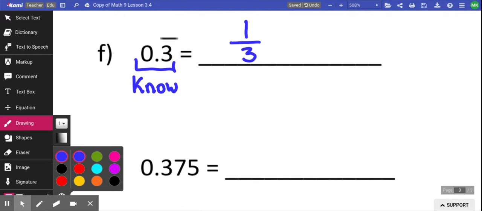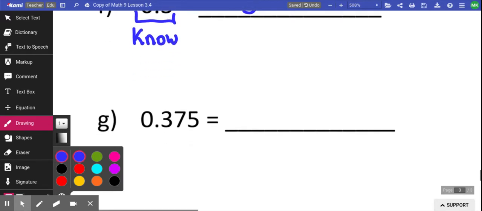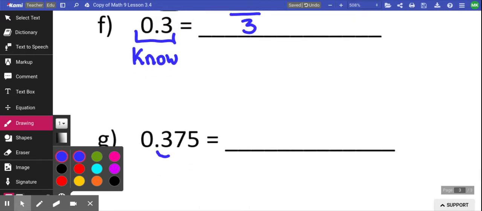0.375. If you had it memorized, awesome. If not, converting that might be a bit of a mess. To convert it, we take the decimal, we move it 1, 2, 3 spots over so that we have the number 375 on the top, and we divide it by 1,000.